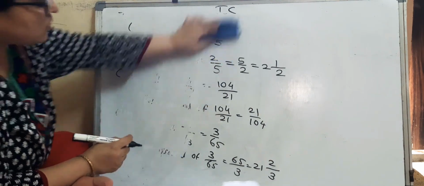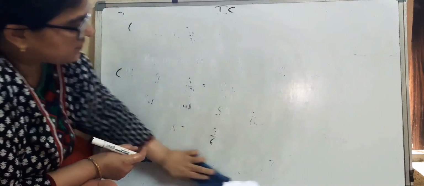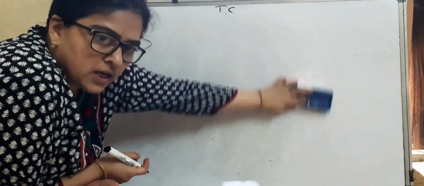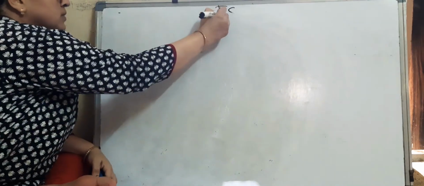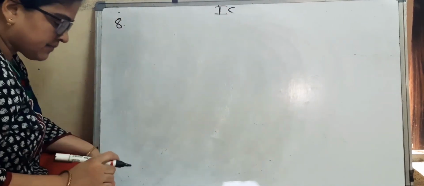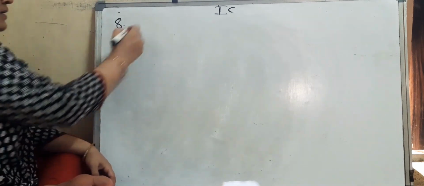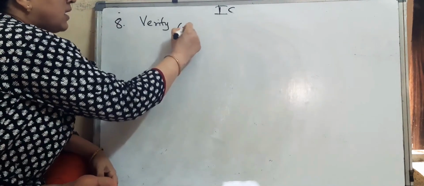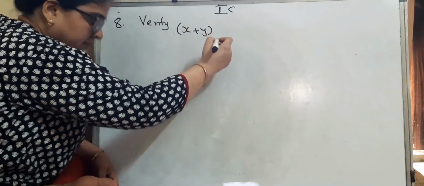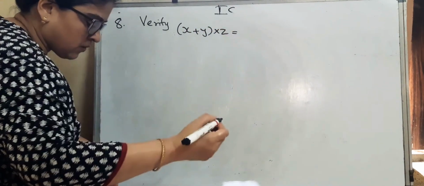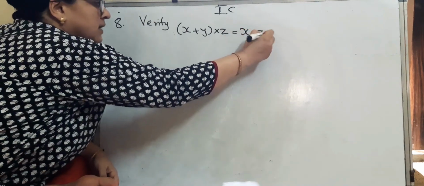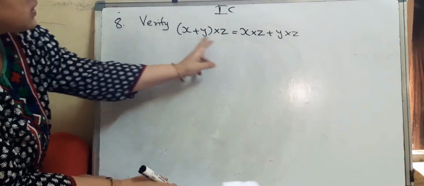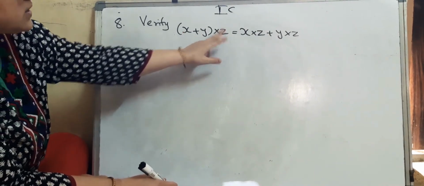Now move on to the 8th question. If you have any doubts, you can ask me in the WhatsApp group. Next, 8th question. Now you have to verify x plus y into z is equal to x into z plus y into z. This is the distributive property because we have distributed z over x and y.